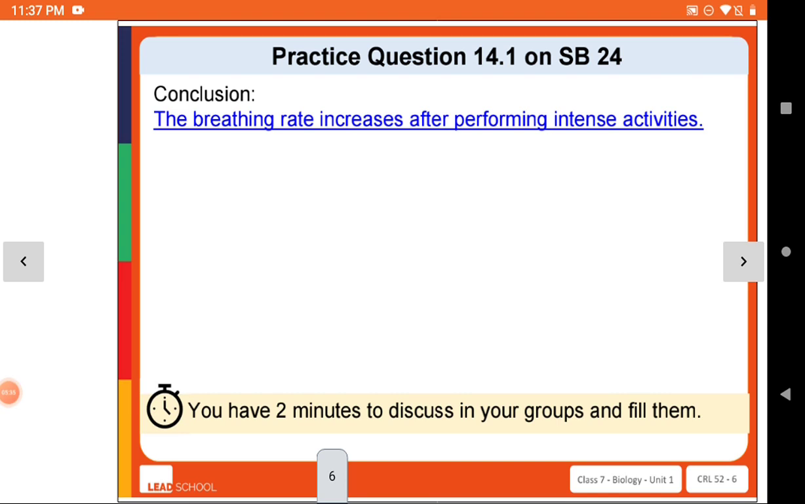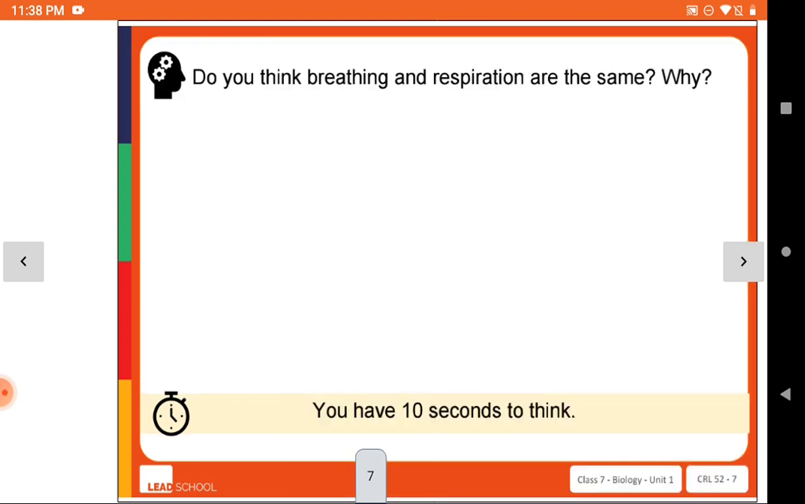So what is the conclusion? The conclusion is that the breathing rate increases after performing intense activities. This is the result. After all these activities, you conclude that the breathing rate increases after heavy activity or heavy exercise.